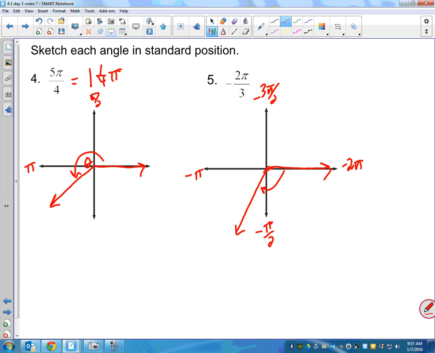Alright, so I just want to again say think about it in terms of radians, because we're going to be using radians way more than we use degrees. You don't want to always have to be converting to degrees.